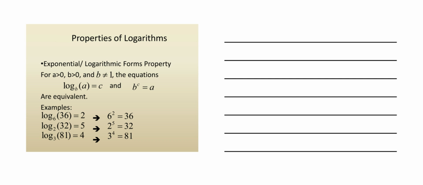Properties of logarithms. Exponential and logarithmic form properties. For a greater than 0, b greater than 0, and b not equal to 1, the equations log base b of a equals c and b to the c equals a are equivalent. And we have some examples.